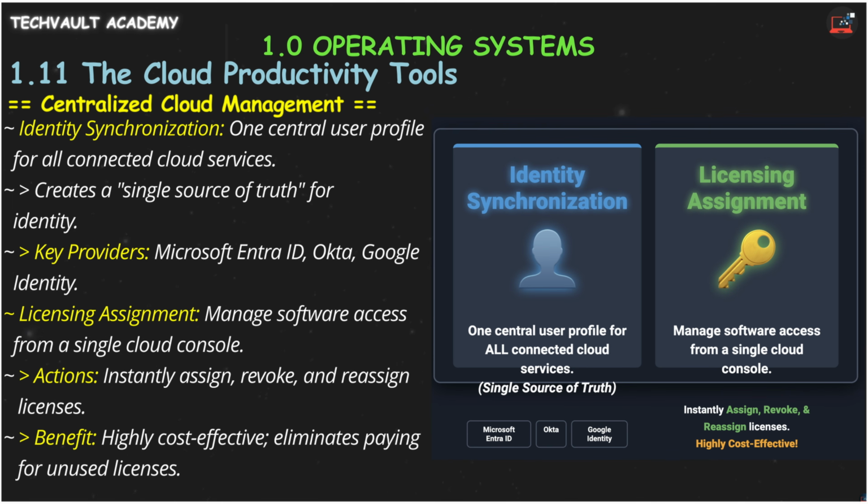Second, licensing assignment. Licenses are no longer physical keys. They're digital tokens managed from a central cloud console. An administrator can view the entire license pool and instantly assign, revoke, and reassign a license from one user to another. This is incredibly efficient and cost-effective, ensuring you never pay for a license that isn't being used.